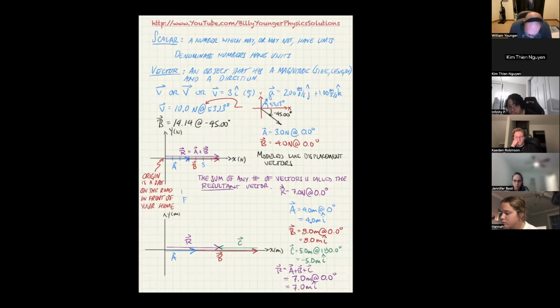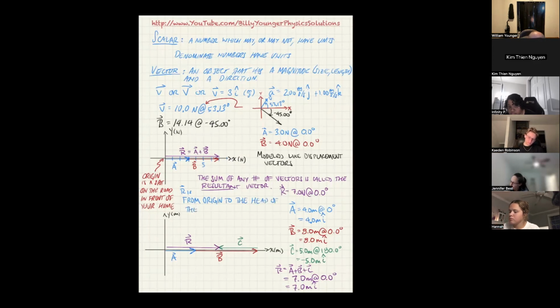So R is from the origin to the head of the last vector. And remember, you can technically do it in any order.